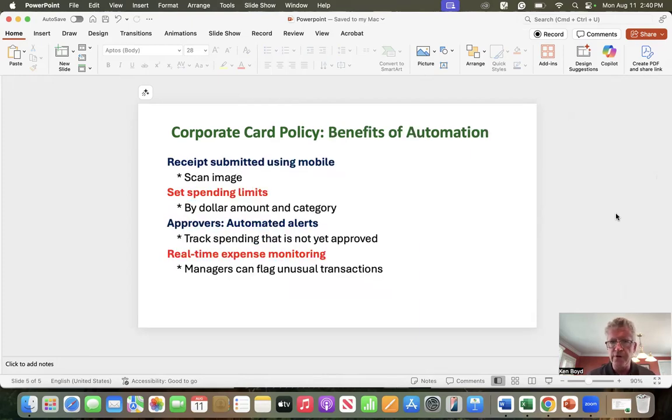And the key to all this is automation. For example, systems where you can submit receipts automatically using mobile. You just scan it. You don't carry it back to the office. You're not having physical travel expense reports, that kind of thing. Get away from that. Set spending limits by dollar amount and category automatically.